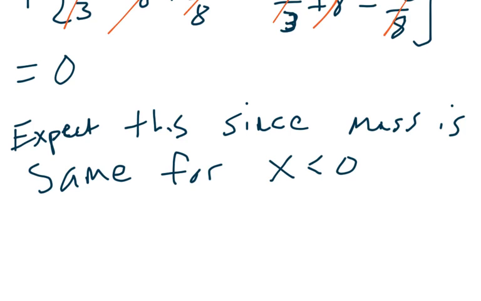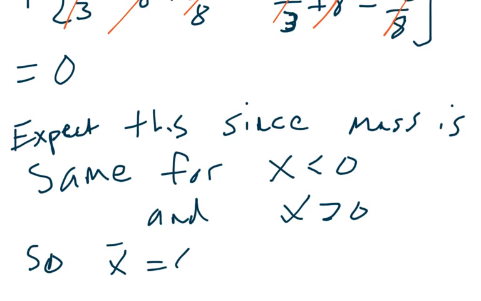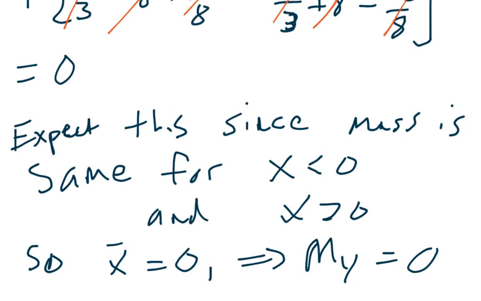So for x less than 0 and x greater than 0, the center of mass, that implies the y moment has to be equal to 0. Okay, so it's good that it worked out, but you don't have to do that calculation. You could just say by symmetry the y moment's equal to 0.